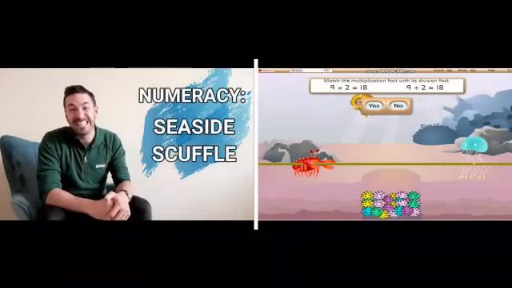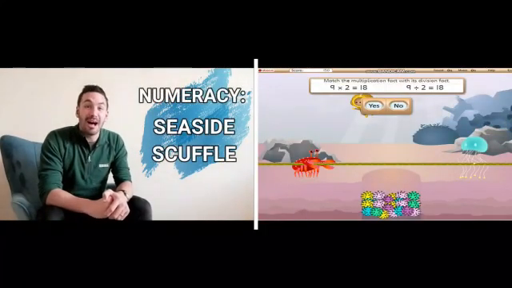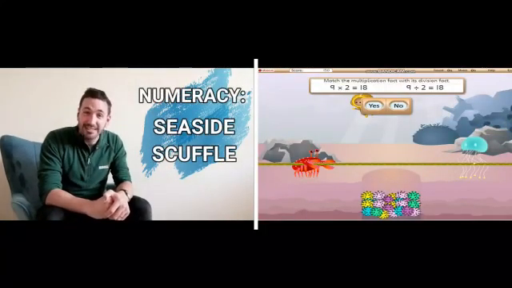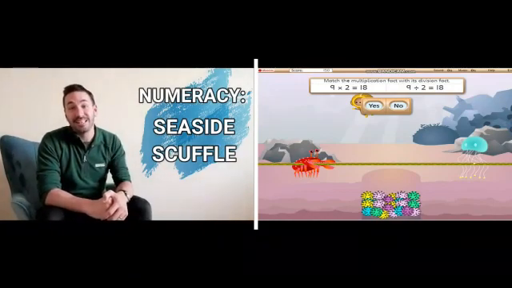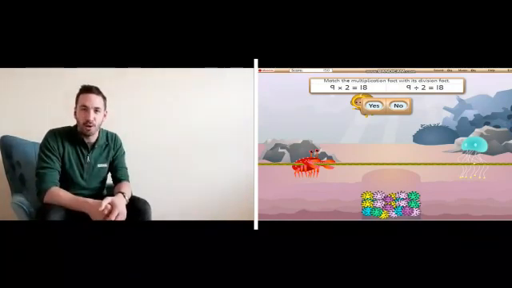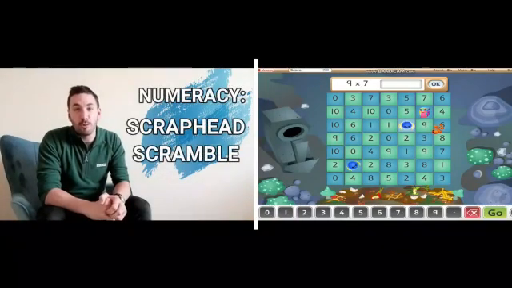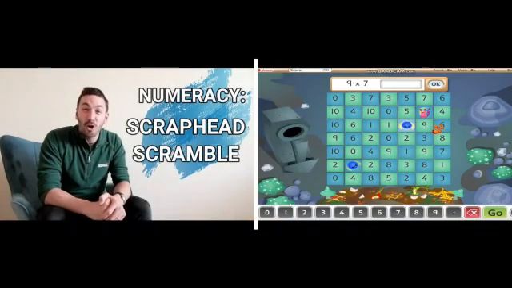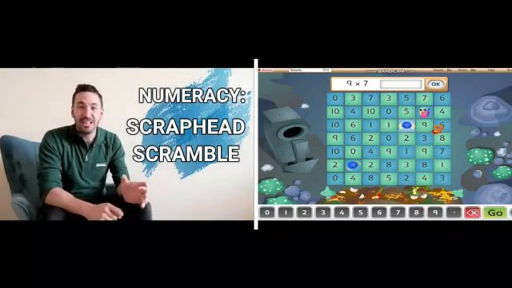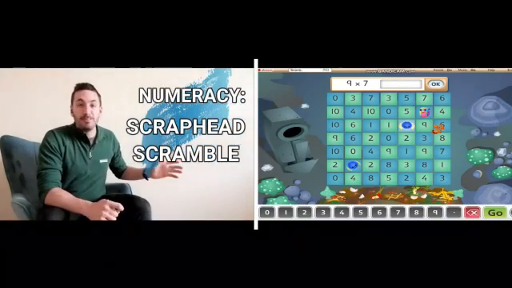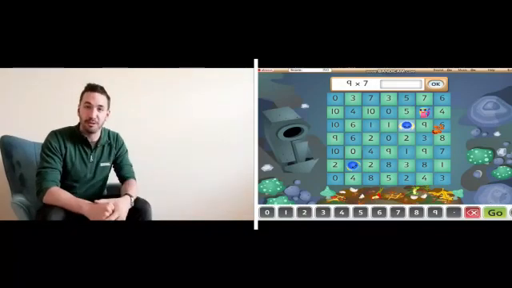Another game is called Seaside Scuffle, where you'll be matching each multiplication fact with its correct division fact in order to win this game of tug of war. A third game included is Scrap Head Scramble, where your focus will be on your quick recall of your times tables, and your mission is to prevent as many mini beasts from falling into rubbish as possible.